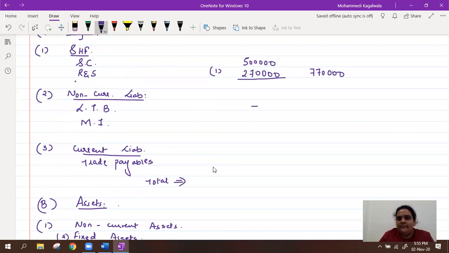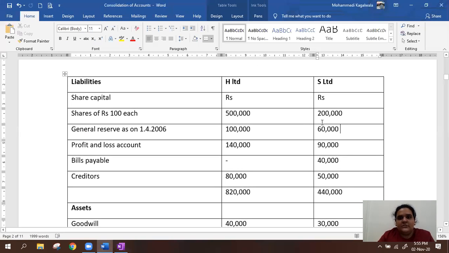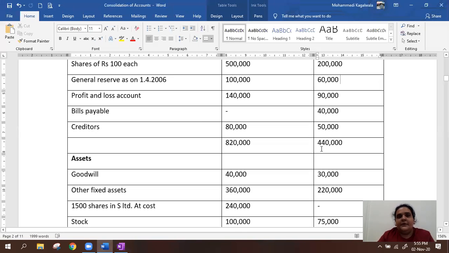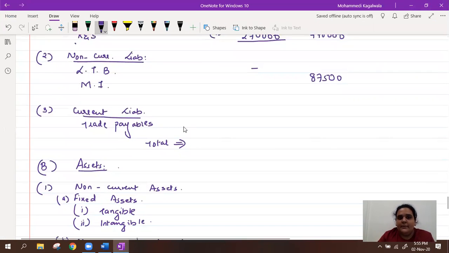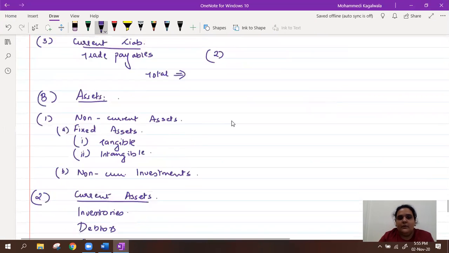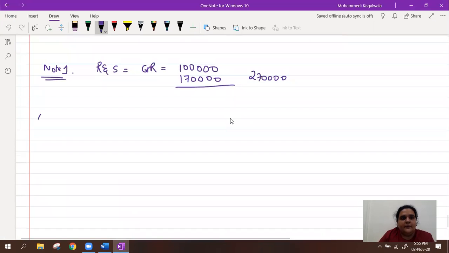Okay, long term borrowings कुछ नहीं है. Minority interest directly लिख लो 87,500. Okay, we are not supposed to take this general reserve and this P&L of S. We have already treated. Now in current liabilities, I have bills payable and creditors. ठीक है, करंट लायबिलिटीज में बिल्स पेबल एंड क्रेडिटर्स. सो ट्रेड पेबल्स का एक नोट बना लो. वर्किंग नोट नहीं, इसको नोट्स टू अकाउंट्स बोलते हैं.